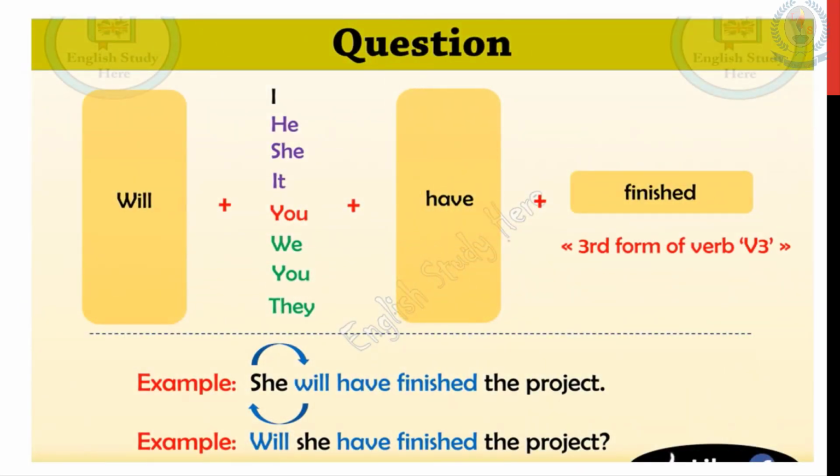So you can use this one as a table also. For the question, look here, will comes first as usual. So she will have finished the project is a sentence. So will she have finished the project is a question. So future perfect questions.